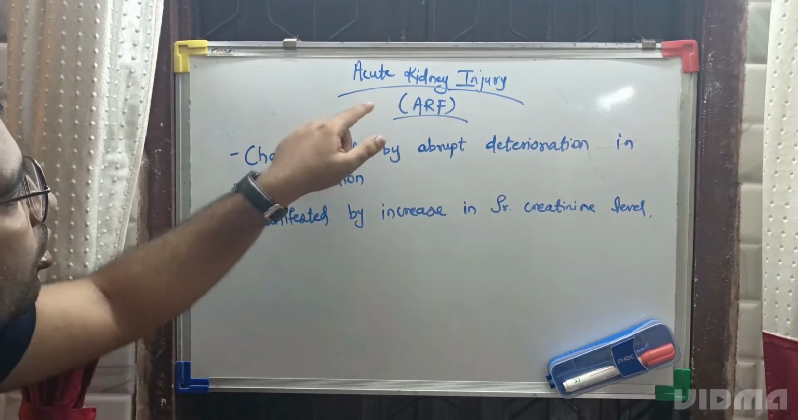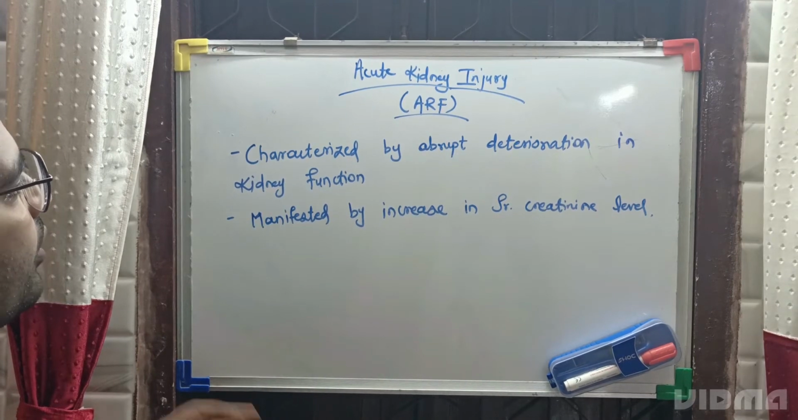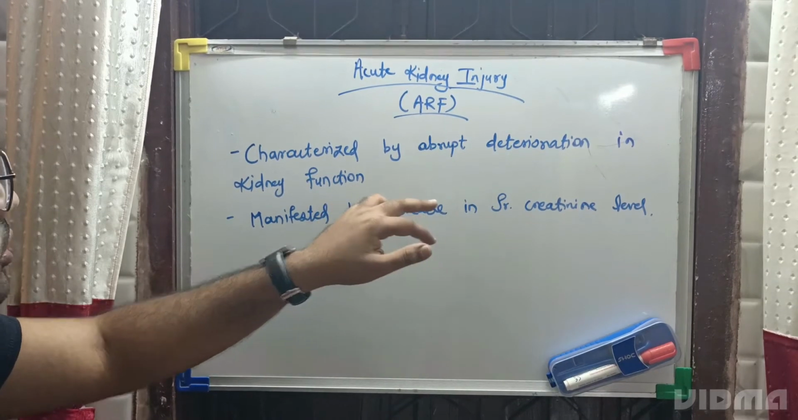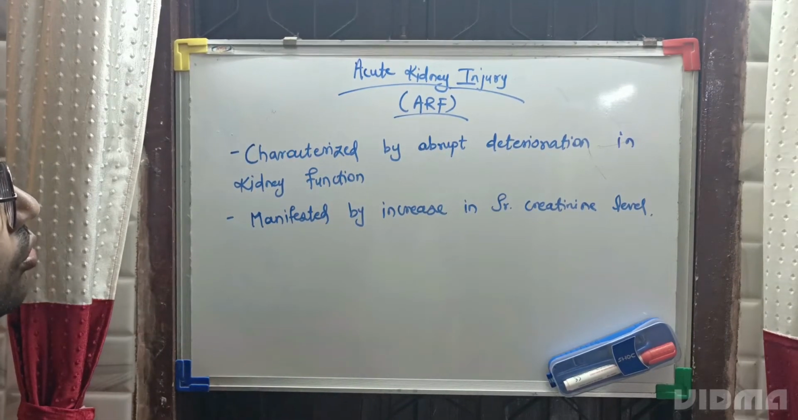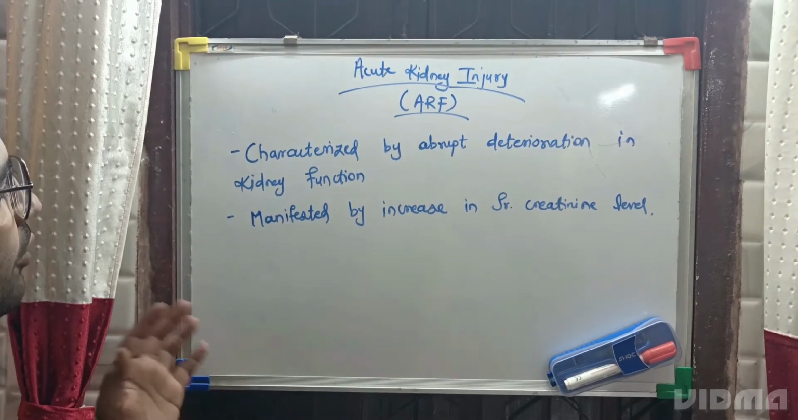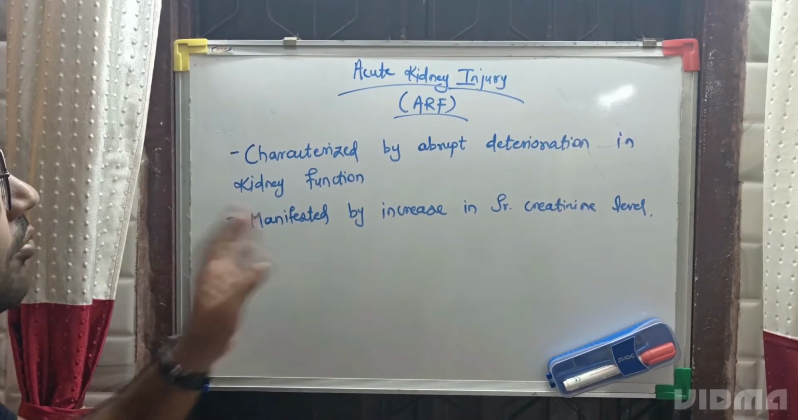Hi friends, today our topic is acute kidney injury. It is also known as acute renal failure, which is characterized by abrupt deterioration in the kidney function. So, because of acute kidney injury, there is a deterioration in the kidney function, which is manifested by an increase in the serum creatinine level.